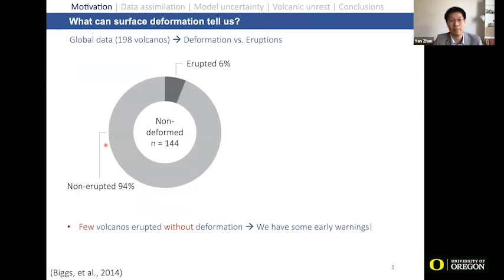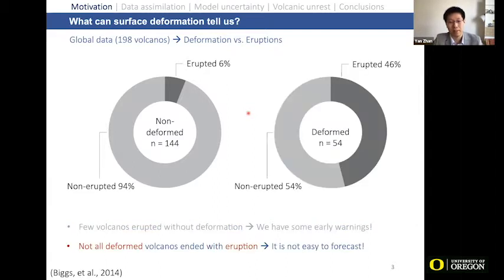So what can deformation tell us? Here is a study by Julia Biggs from global data showing us the relationship between deformation and eruptions. We can see for those volcanoes without any deformation, only a few of them erupt. That is good. That means for most volcanoes, we do have something to do forecasting with. However, not all deformed volcanoes end up with eruption. So that means it's not easy to just use displacement to do forecasting.